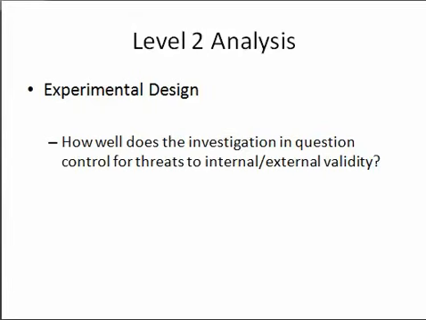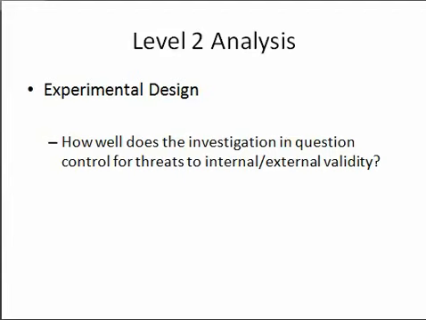A second level of analysis is a more detailed, researchy way to look at the articles for review, and it has to do with how well the experimental design was done. So the big umbrella term for this is how well the investigation in question controls for threats to internal and external validity. Essentially what this means is how well is the investigation structured so that you can make sure that the intervention, or what's being done, and the results obtained from what's being done can be attributed directly to that intervention and not anything else.